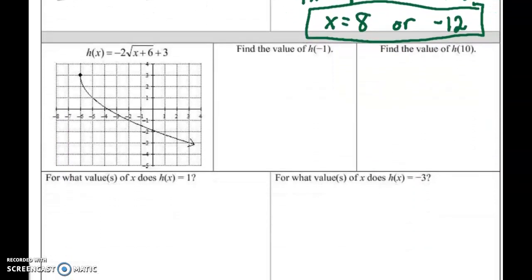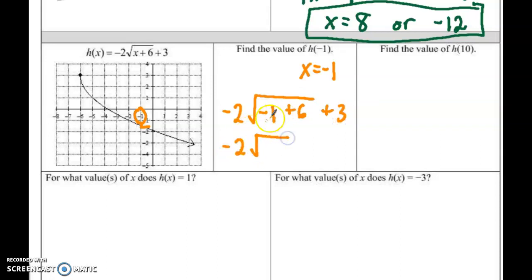In the very last problem down here, again, you're asked what's the y value when x is negative 1. Well, right here is negative 1. Go down. Well, this is approximately 1.5. But you can get the exact answer by plugging in negative 1 for x. And feel free to leave your answer as a radical.